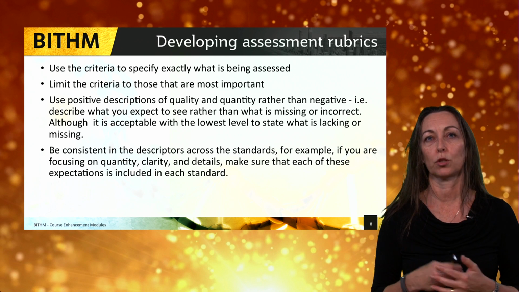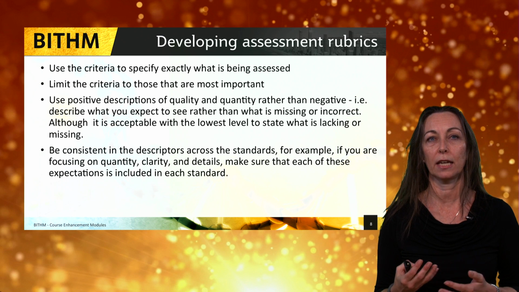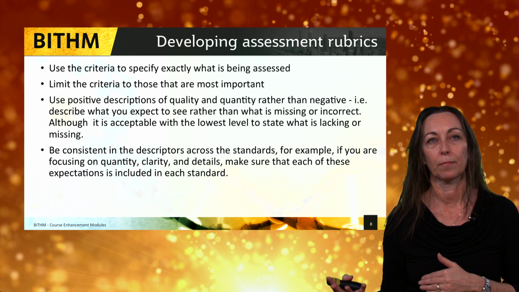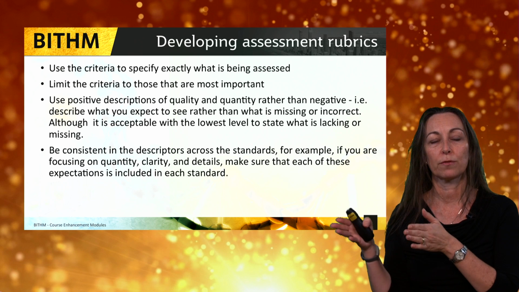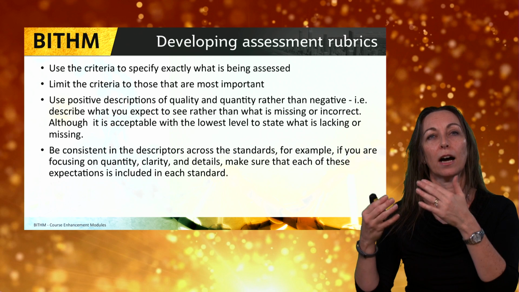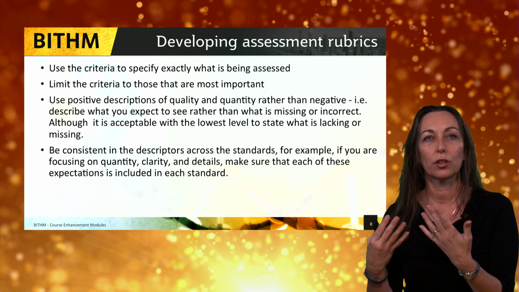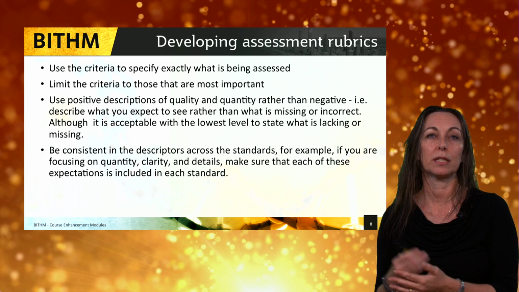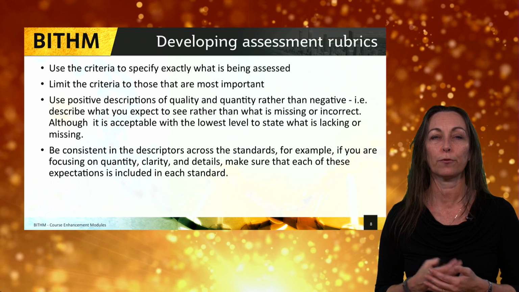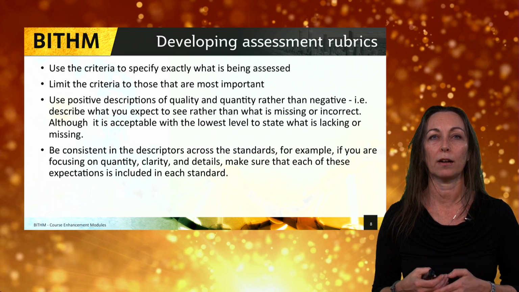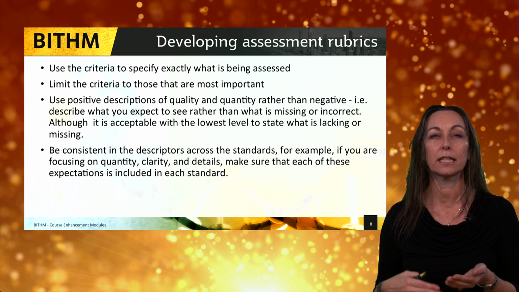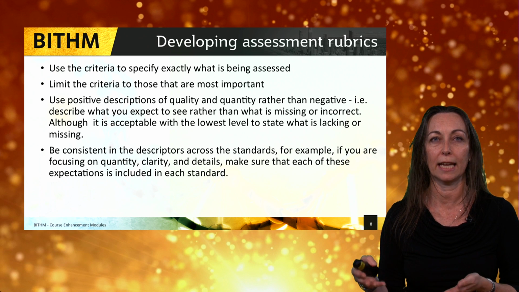Use positive descriptions of quality and quantity rather than negative. So for example, describe what you expect to see rather than what's missing. Once you get down to the last layers of the standards, you can identify through that these are the things that may be missing at this particular standard. And lastly, be consistent in the descriptors across the standards. So for example, make sure that you are focusing on quantity, clarity, details, that each one of those is then listed as the expectations for every standard.